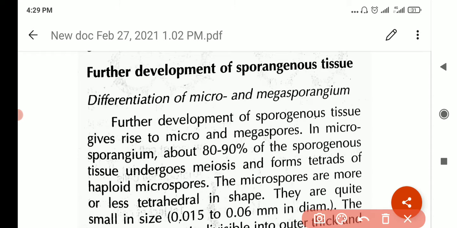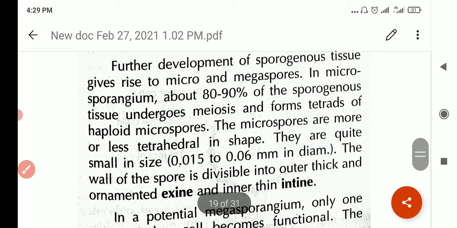So further development of the sporogenous tissue gives rise to the microspore and the megaspore. In the microsporangium, about 80 to 90% of the sporogenous tissue will undergo meiosis and form tetrads of haploid microspores. So this one they will decide by themselves. At first, in the initial stage, they will divide the same way. You will not know which one belongs to which. But slowly, after they have formed the spore mother cells, they will decide by themselves who will become the megaspore, who will become the microspore.